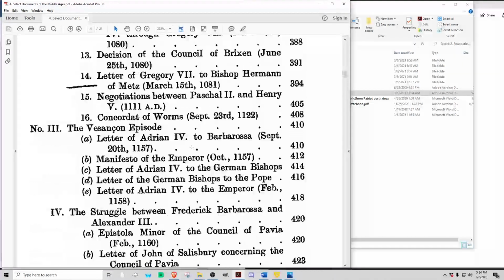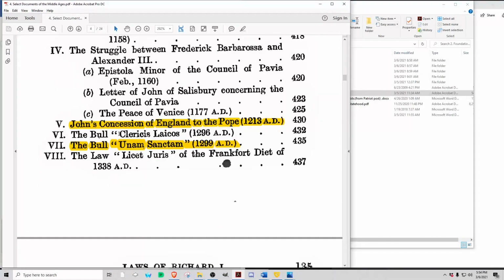And then the other two that are very important, is John's concession of England to the Pope, 1213. 2 years before the Magna Carta. I'm gonna read this and show you guys what this fool did, and then I'm gonna show you the aspect of Unam Sanctam. This is where the Pope decided to take the entire planet into trust for himself because he's the vicar of Christ, because he's just holding the world for a little while until Christ comes back.